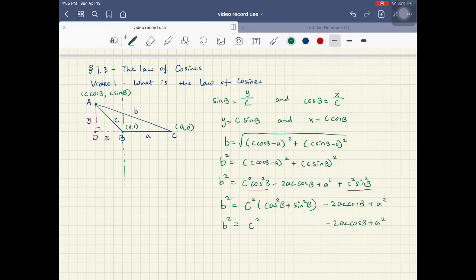To make it nicer, we have the equation that B squared equals A squared plus C squared minus 2AC cosine of B. And that is one of the 3 equations for the law of cosines.